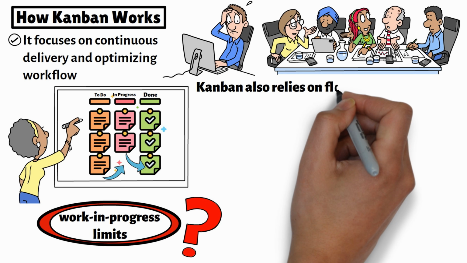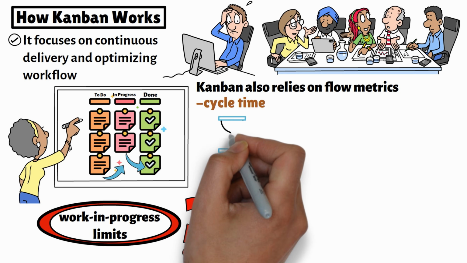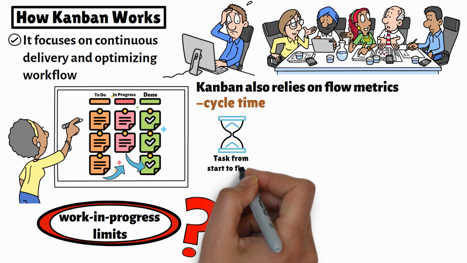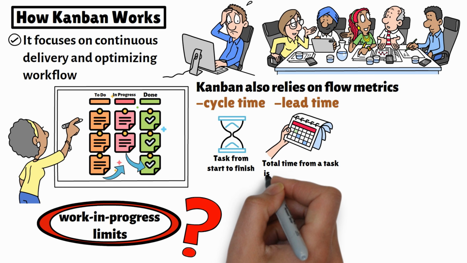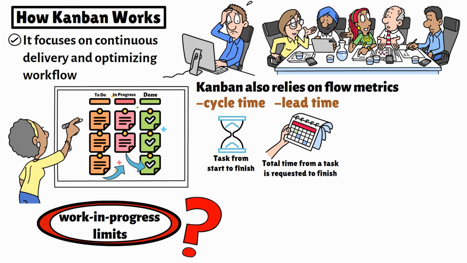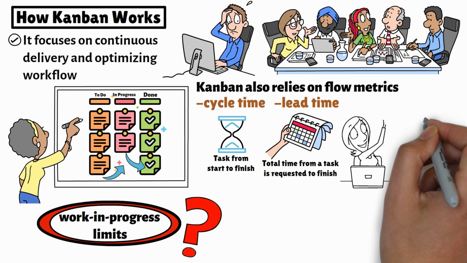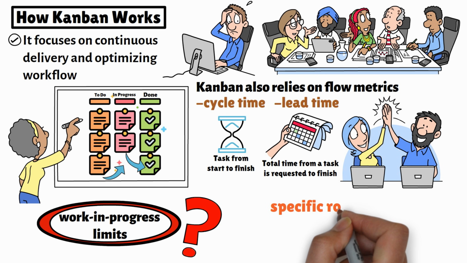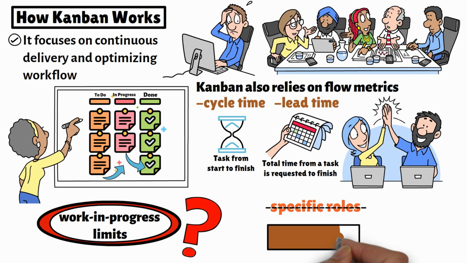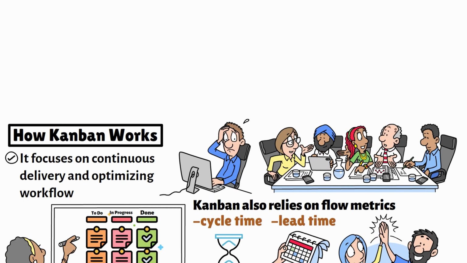Kanban also relies on flow metrics like cycle time, which measures how long a task takes from start to finish, and lead time, which tracks the total time from when a task is requested to when it's completed. These metrics provide insights into the team's efficiency and highlight areas for improvement. Unlike Scrum, Kanban doesn't define specific roles. It's all about flexibility, allowing teams to adapt the framework to fit their unique needs.